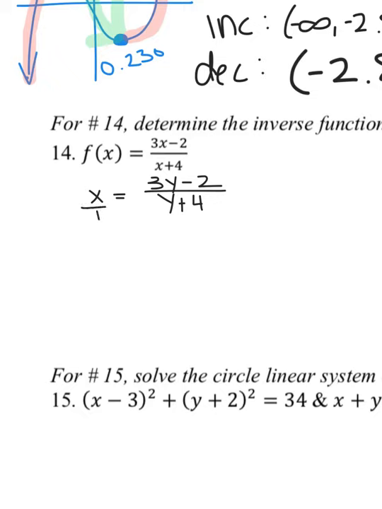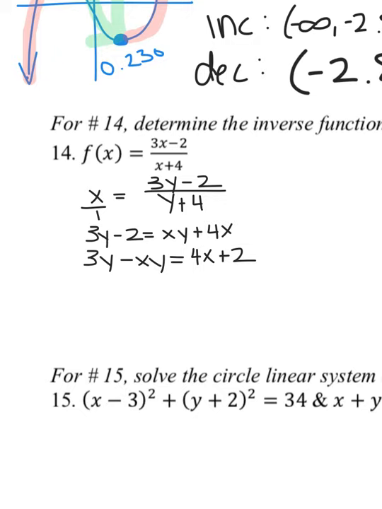So you are going to cross multiply. So you get 3y minus 2 equals xy plus 4x. Then you're going to bring all of your y's to one side, anything without a y to the other. So I'm going to subtract the xy and bring it to the left and add the 2 to bring it to the right.